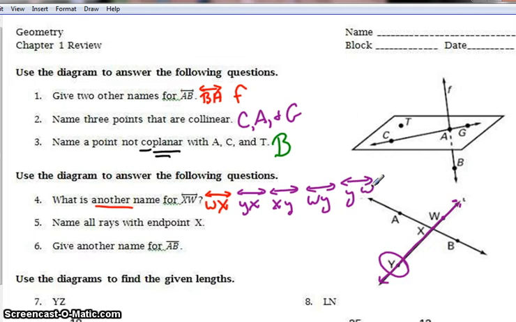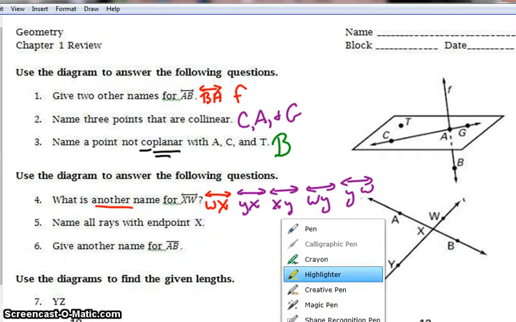Now on number 5 it says name all rays with endpoint X. Remember, a ray starts at a point and then goes through another point in a direction. If you recall, what we learned in class is that this is the endpoint because that's where it starts and it goes in the other direction. So now let's look at the diagram. It says with the endpoint X. So I'm looking for an endpoint of X.